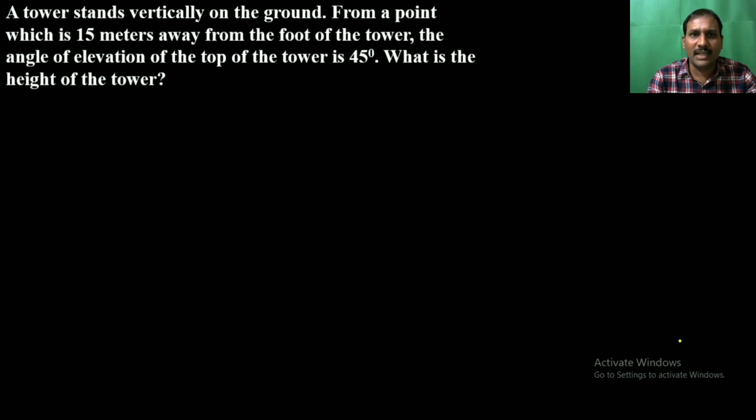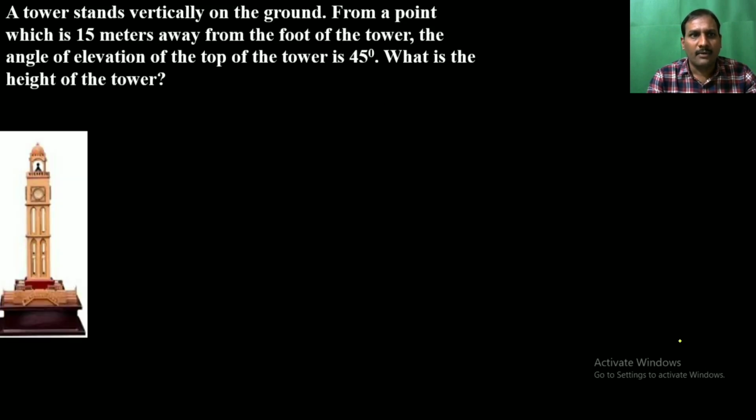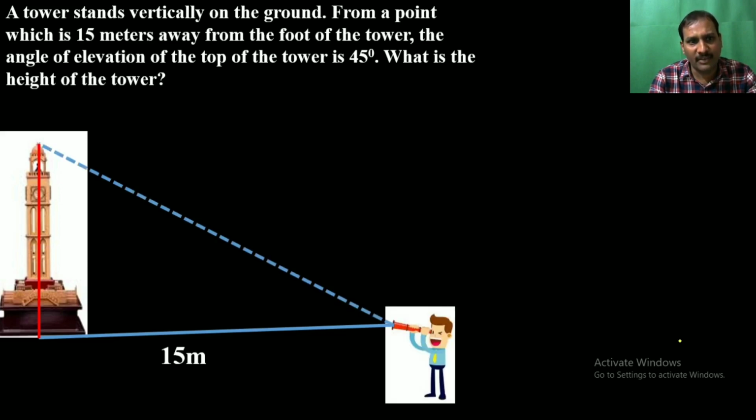A tower stands vertically on the ground. From a point which is 15 meters away from the foot of the tower, the angle of elevation of the top of the tower is 45 degrees. So from here a person is observing. What is the height of the tower? So here this is the tower. Let the height be some h meters. And this is the distance between the person and the tower. What is the height of the tower we have to find.